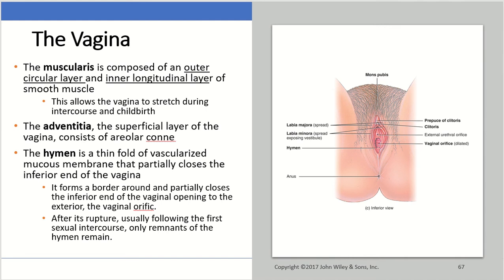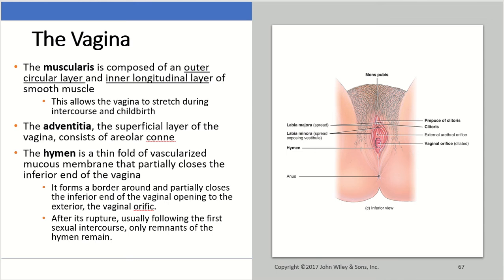The next layer of the vagina is the muscularis. This is composed of an outer circular layer and an inner longitudinal layer of smooth muscle. This allows the vagina to stretch during intercourse and childbirth. The adventitia is the superficial layer of the vagina, and it consists of areolar connective tissue.